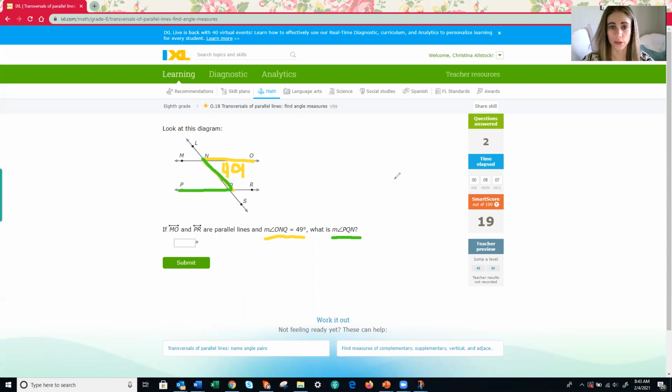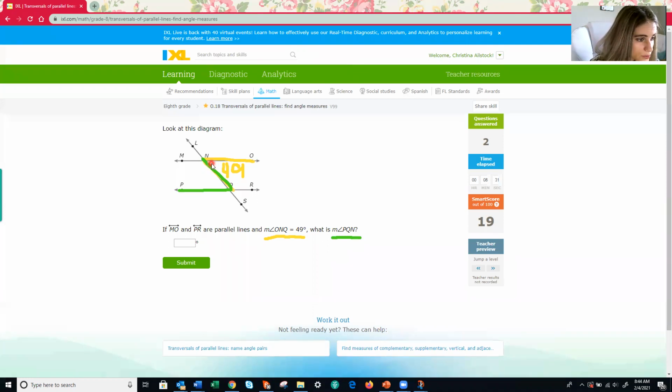The first thing I look for is where my angles are located. Because if they're both on the inside, it's alternate interior. If they're both on the outside, it's probably alternate exterior. And if they're on the same side of the transversal, it's likely to be corresponding.